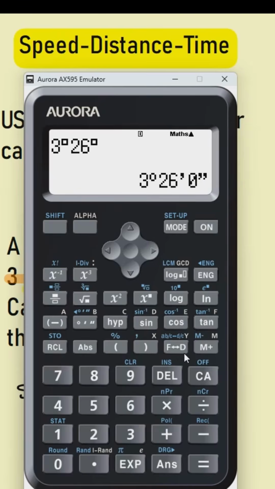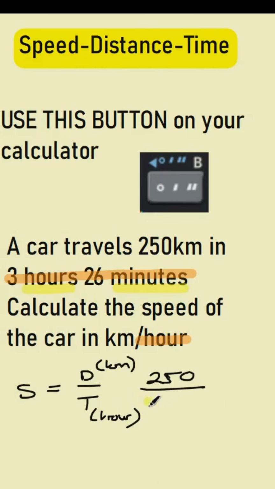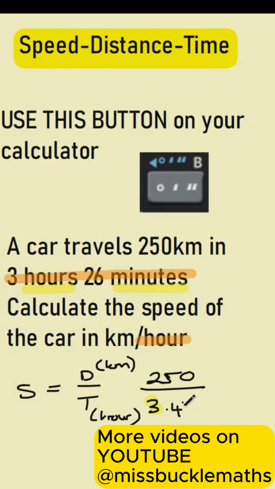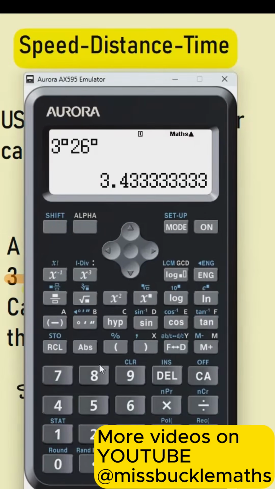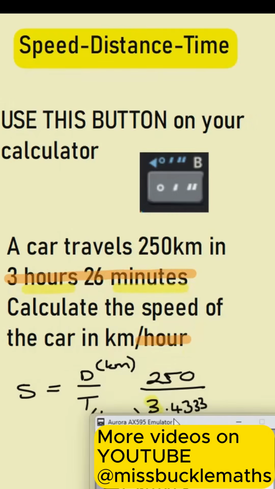Now, by pressing your fraction to decimal button or your SD button on the Casio, you will see that it first converts it into a fraction and then it converts it into a decimal for you, 3.43 recurring. Now I can use that calculation, 3.43 recurring. I'm just going to type it like that into my calculator. So 250 divided by, I'm going to use the answer button, that is my stored answer in the calculator.